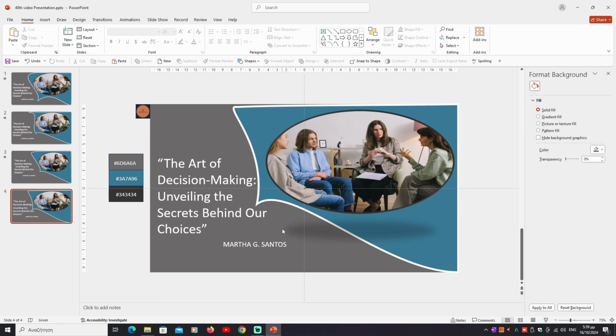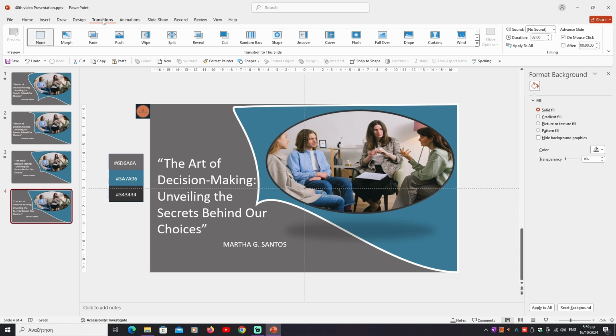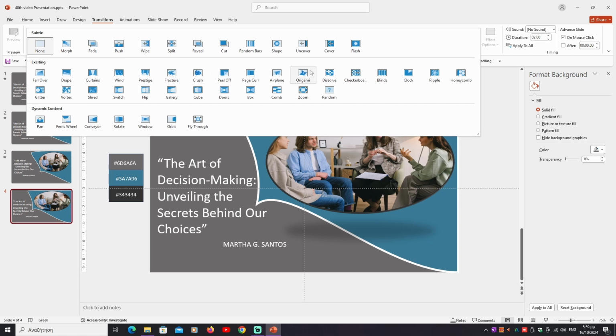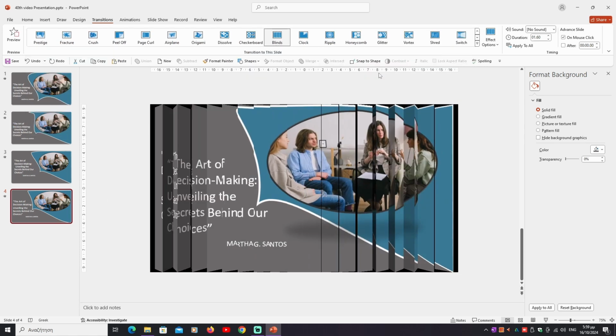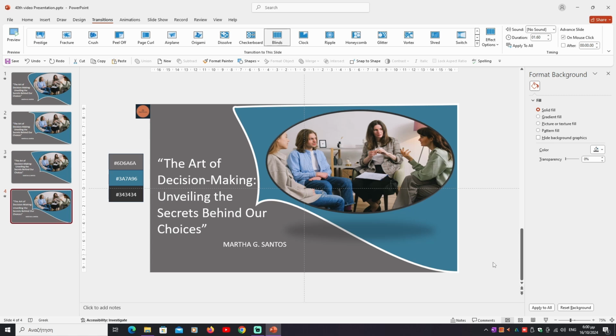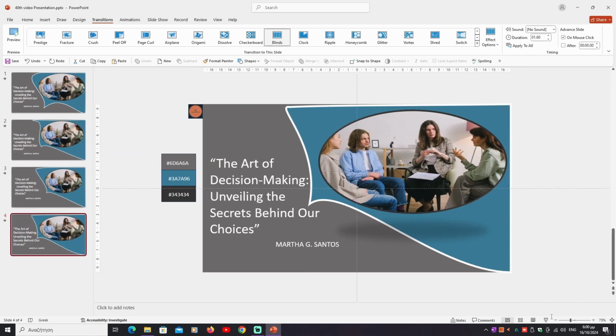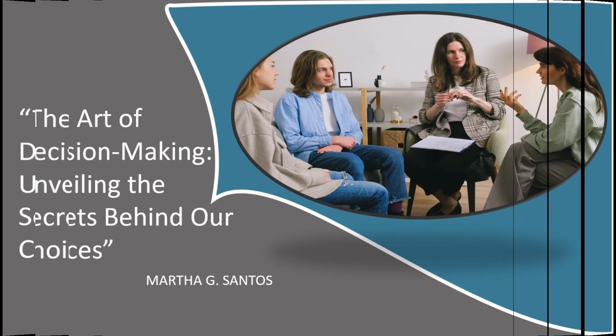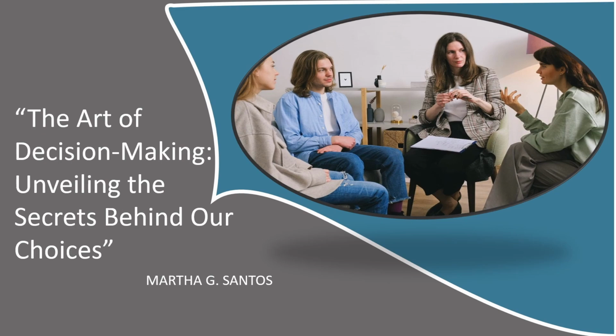Now that we are done designing the title slide, we will put the transition. On this title slide we will not put animations, but a transition for a change. First click the slide from the left side, we go to transition ribbon, we choose and click from the exciting the blinds. Then click the slideshow button, close format background, click the slideshow button to see the final result. Voila! I hope you like it.